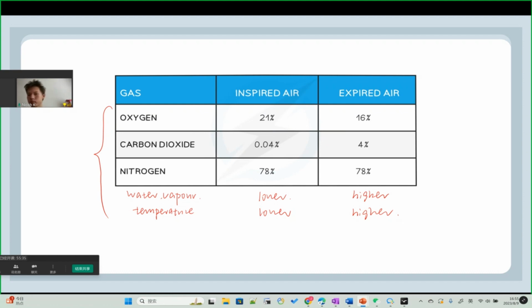And by the way, why do you think the temperature will be higher in expired air? Higher body temperature goes through the blood vessels, which are temperature of what? The just expired air. Body temperature higher than room temperature. Very good. So the air will be first warmed up in our body, right? Yeah.